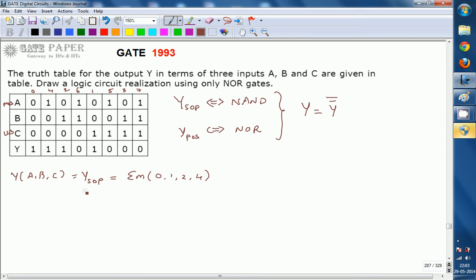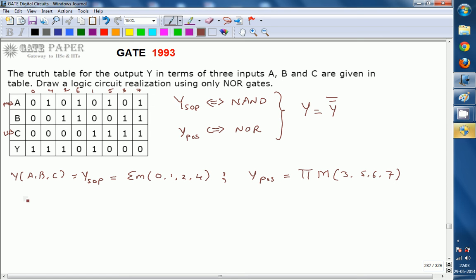If you want to write the POS expression, both give the same result. Y POS is the product of max terms. Max terms are those for which the output in the given truth table is 0. So you write it as 3, 5, 6, 7.